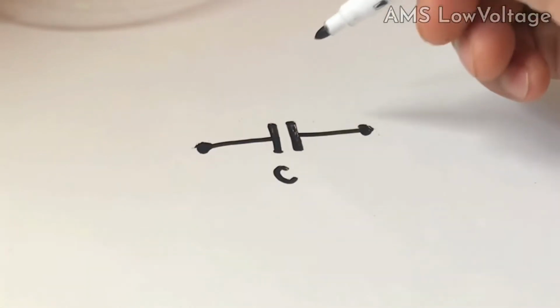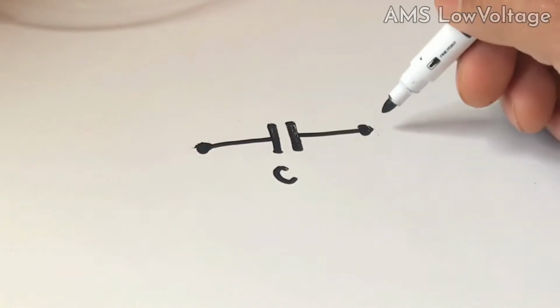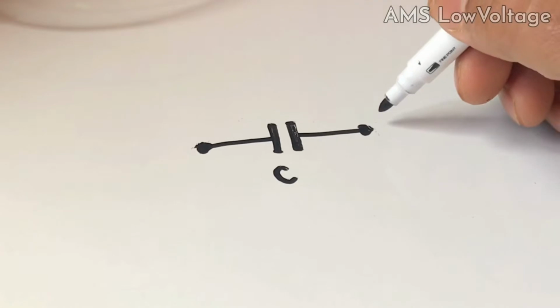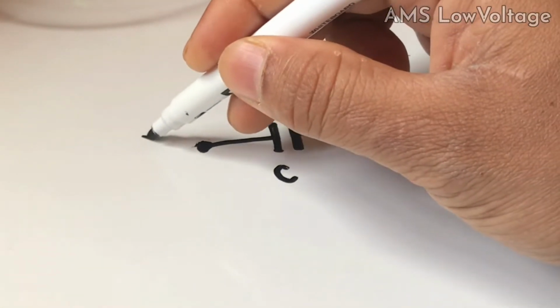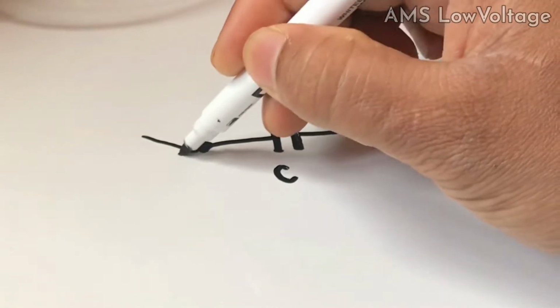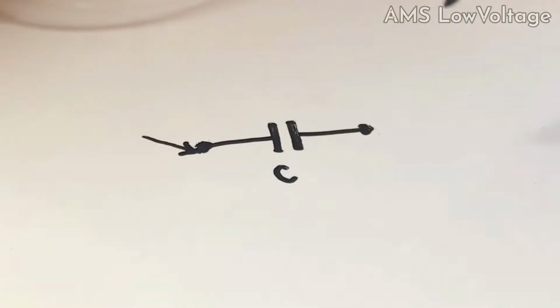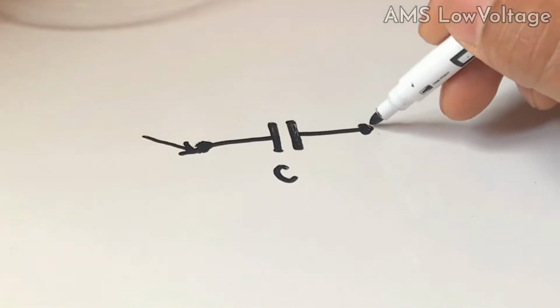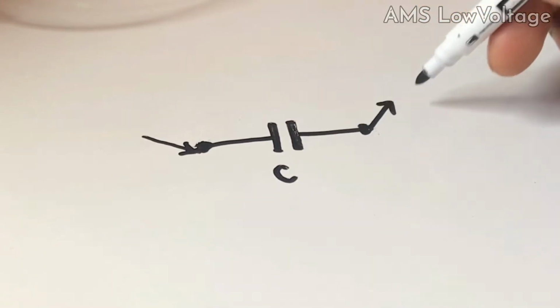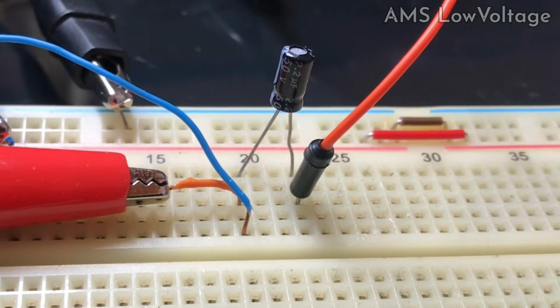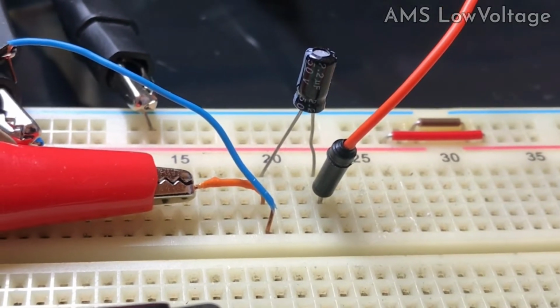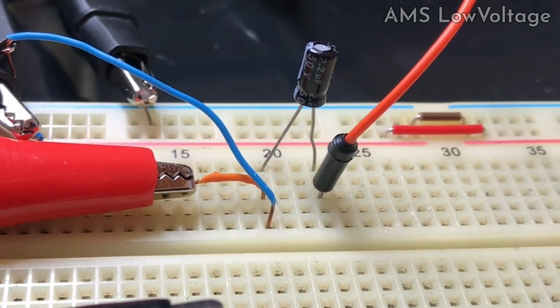Just a capacitor. I want to see the input and output signal properties of a capacitor on the oscilloscope. So I'm connecting the input signal to this side of the capacitor, and I'll take the output signal from this side. I have a 2.2 microfarad capacitor here, connected as you can see on the board.